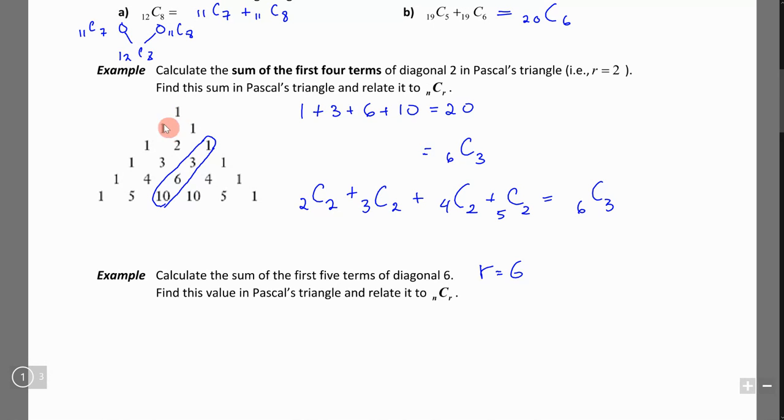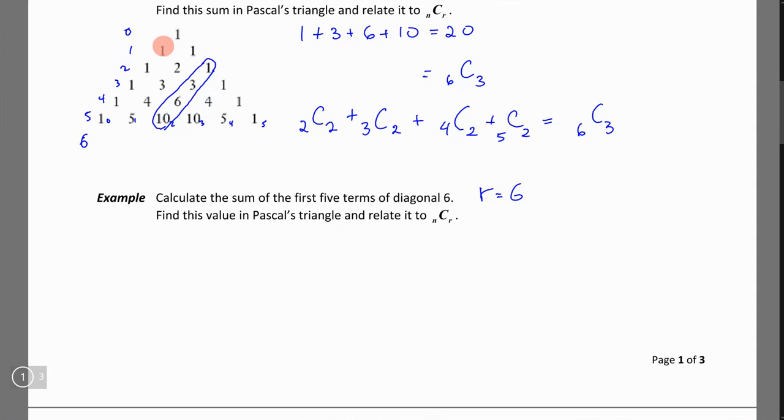Now diagonal 6, where does that begin? Which row does it begin in? If this is row 0, this is row 1, row 2, row 3, row 4, row 5. It's going to begin in row 6, because remember the positions start from 0. So this is 0, 1, 2, 3, 4, 5. So position 6 has to be on the 6th row.